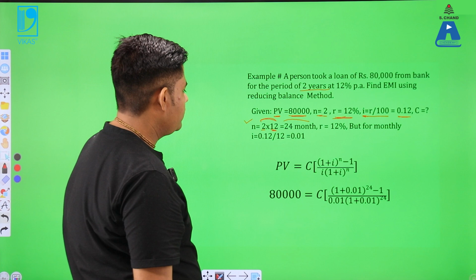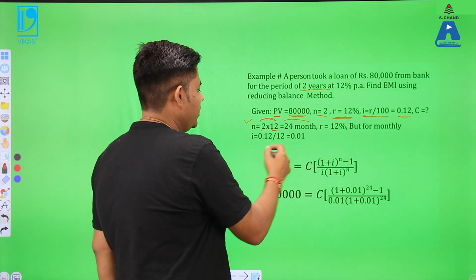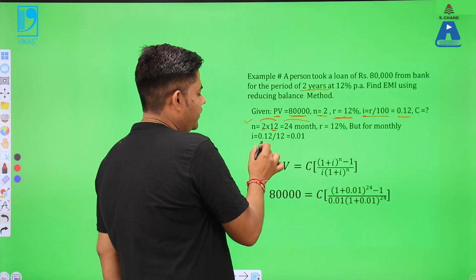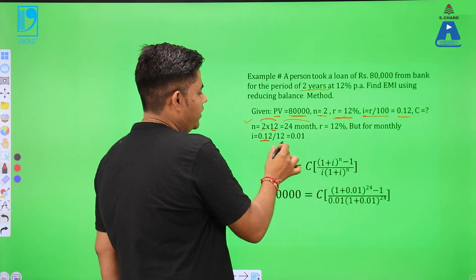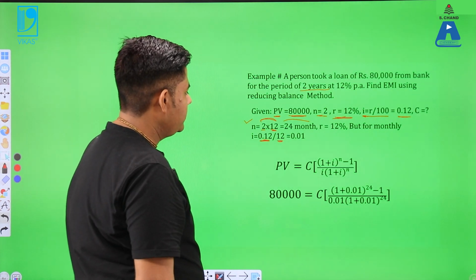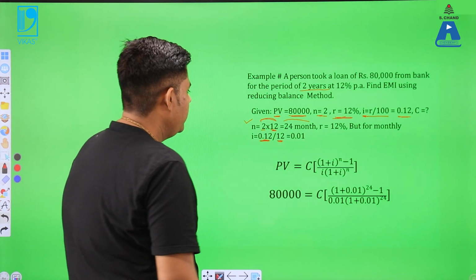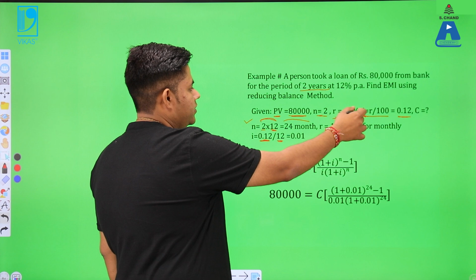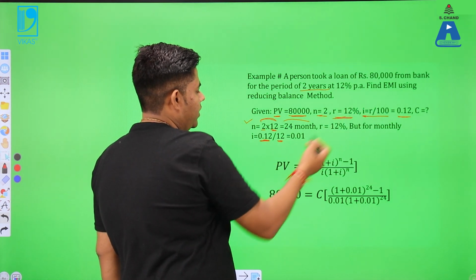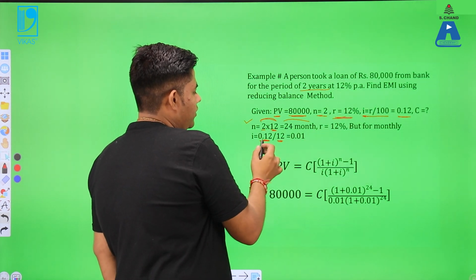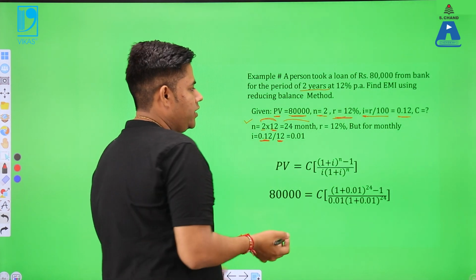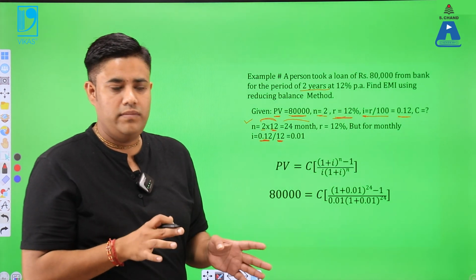And the rate of interest is 12%. So 12% is to be converted into i. So i is 0.12 divided by 12. This is the case of putting the value of i here. 12% is already 12 divided by 100, so 0.12 is the case. So 0.12 divided by 12, because I need to find out equal monthly installments.